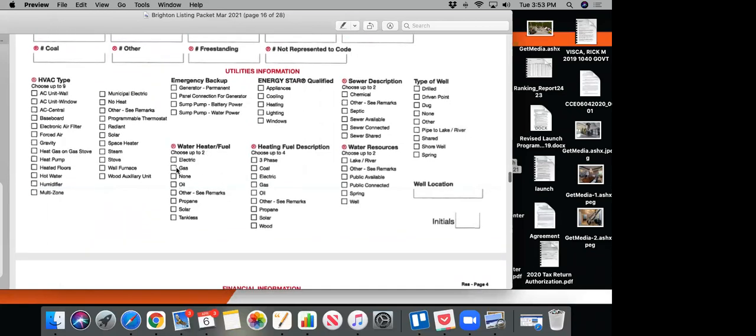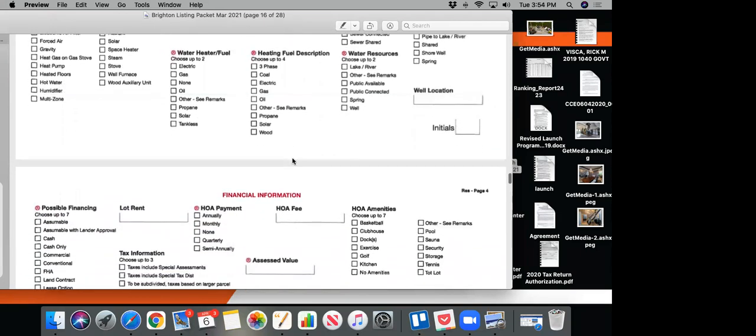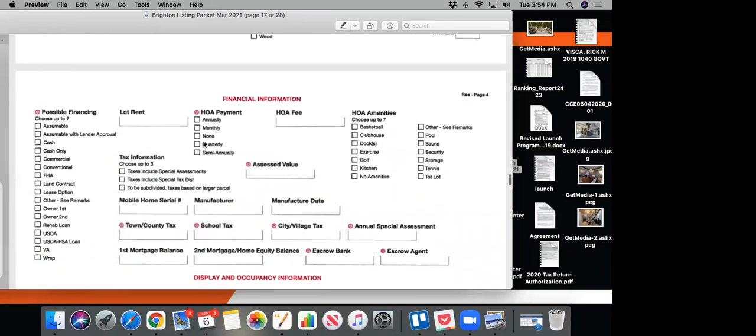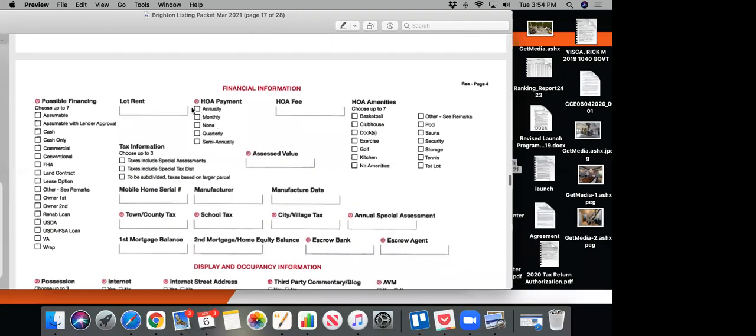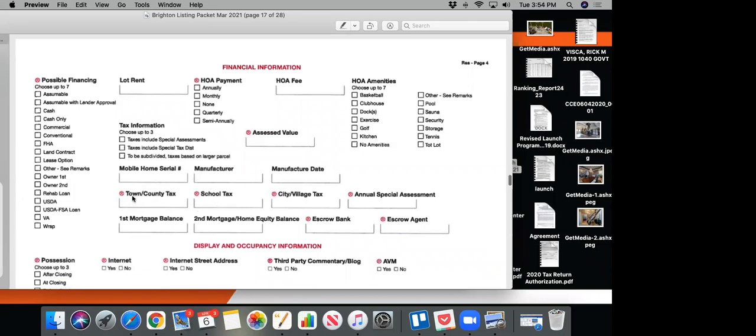Water heater, is it powered by gas or electric? Heating fuel, is it gas or electric? Does it have a sewer or is it septic? Are they on public water or on well? So you want to make sure all that information is disclosed. Homeowners payment. Some houses are on a private drive or on a road where they share snow plowing. Then there's probably a homeowner's payment. This is where you want to put the taxes in: your town and county, your school, and the village tax if it has one.